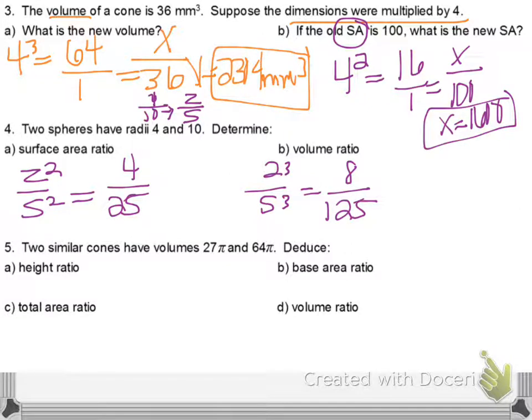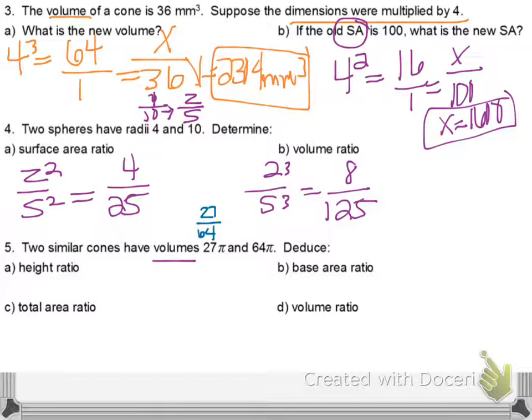Number 5, two similar cones have volumes of 27 pi and 64 pi. And we need to find all these other ratios. So notice here it's giving you the volume. And so what we need to do is divide those so that we can get the ratio of the volumes. Okay, so if I do 27 over 64, the pi's are going to cancel.